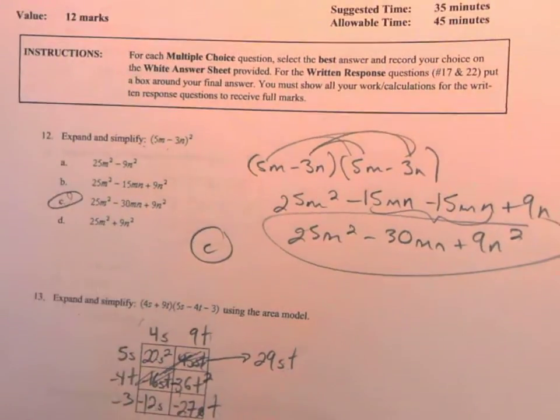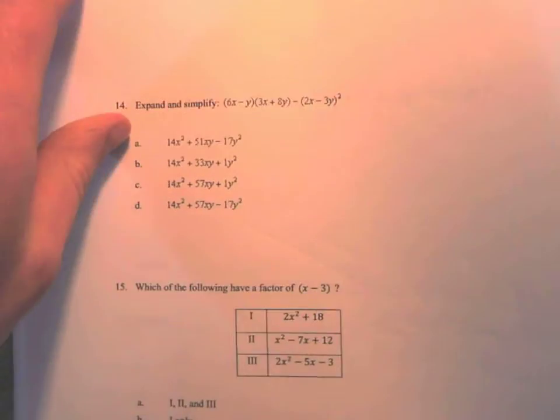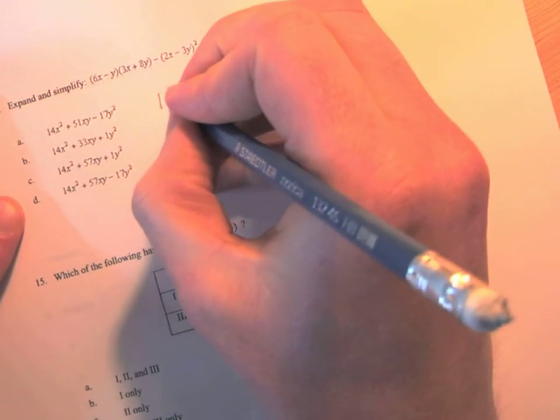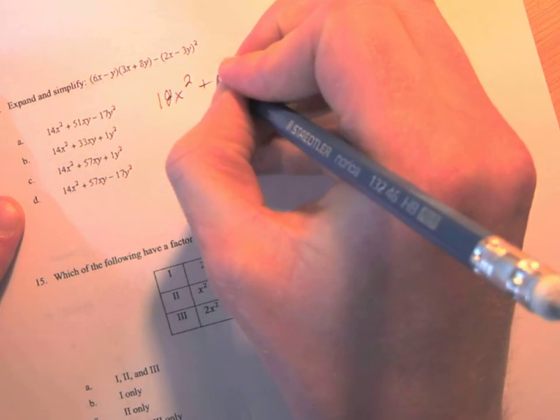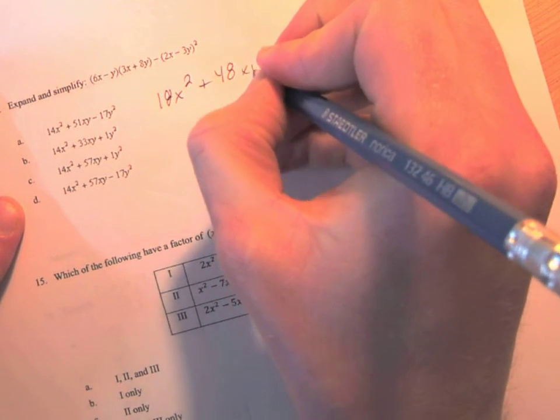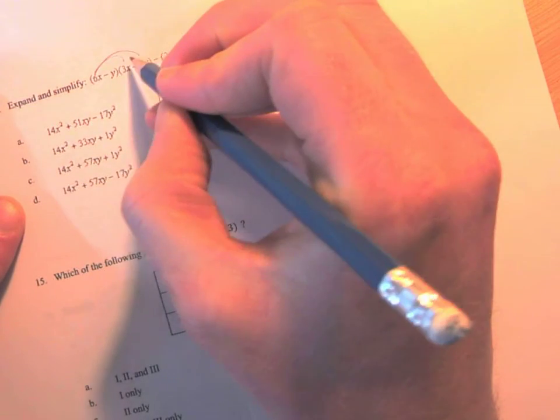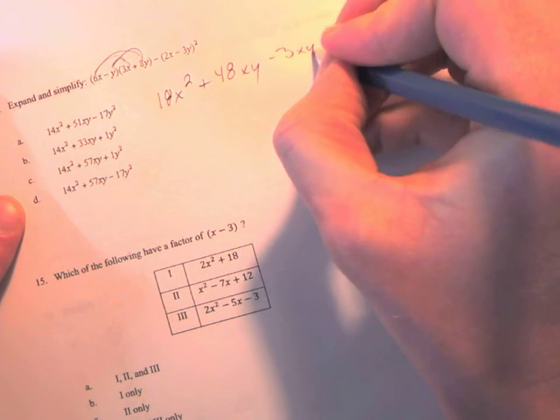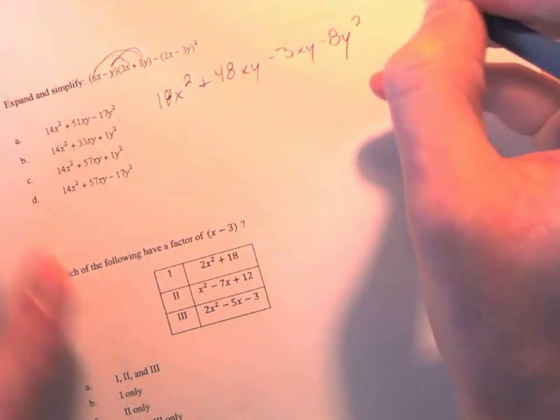Alright. On to the next one, expand and simplify this. Well, this one's a long one. When I see this, I don't like to do these ones, but here we go. 18x squared plus 48xy, because we go this times that, negative 3xy, and negative 8y squared.